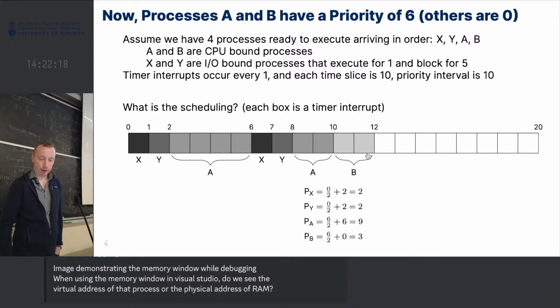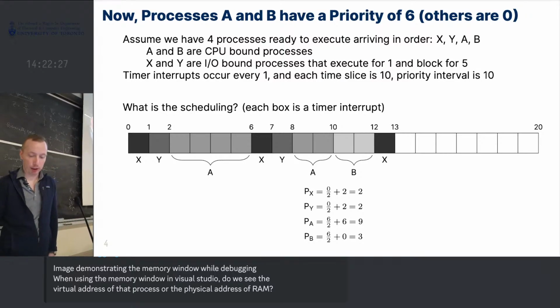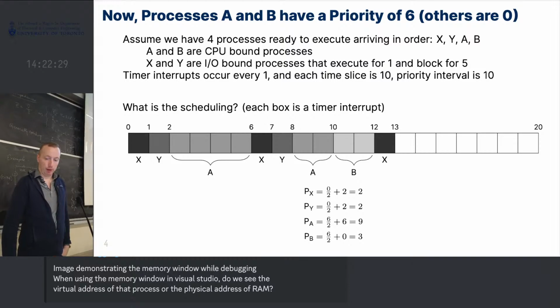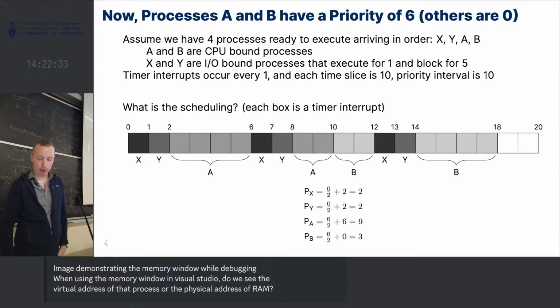B would run for 2 time units, and then at that point, X is ready to execute. So X would execute again because it is a lower number or higher priority. So it executes for 1 time unit. Y would be ready, execute for 1 time unit. And then B would execute for 4 time units until X is ready again. Then X would be ready, then Y would be ready.